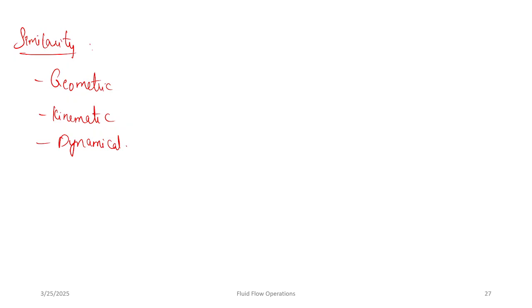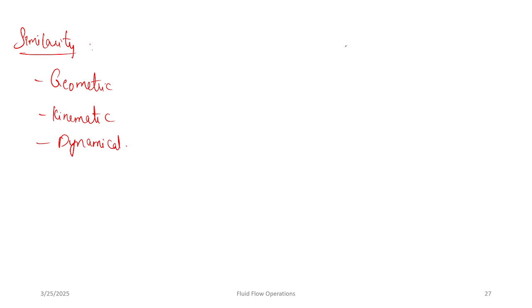Geometric similarity, I'll just put it in simpler words. So I'll not be going into the entire concept. So basically, the model and the prototype should have the same shape, but they'll be in different size proportions, but the ratio of corresponding lengths in the model and prototype will be the same. Okay, so let's see how this looks.